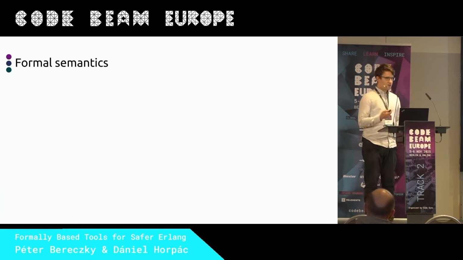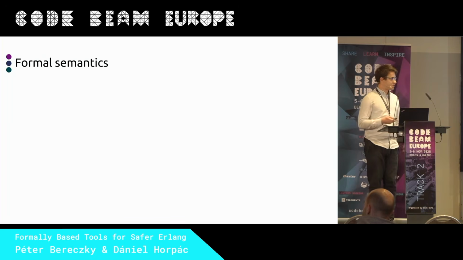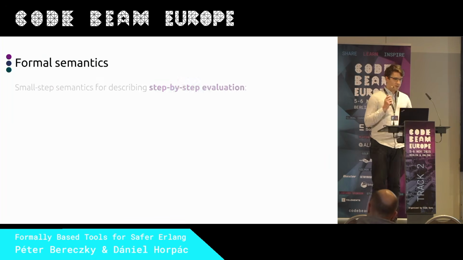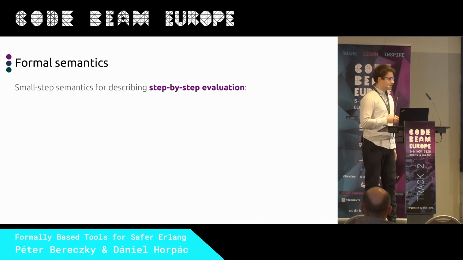So Dániel already told you what a formal semantics is. It's basically a mathematical definition of a programming language. In our case, what we have is a so-called small step semantics, which you can imagine as a relation which describes how expressions evaluate in a step-by-step manner. Let's check a concrete example.